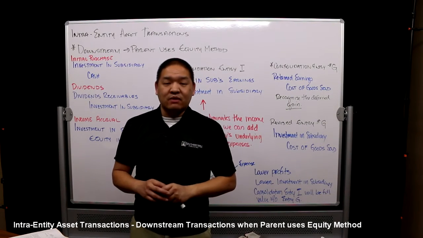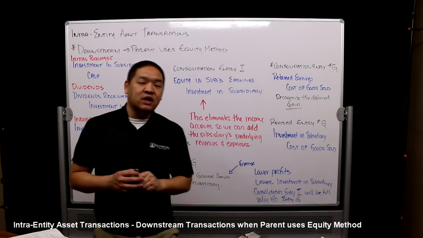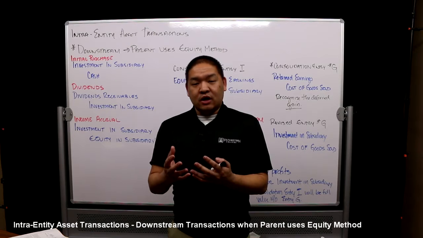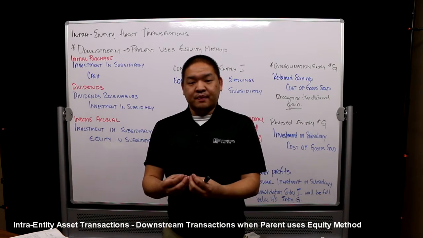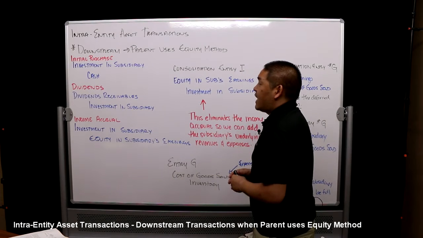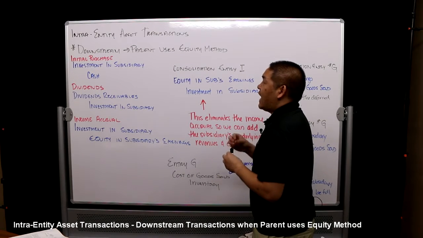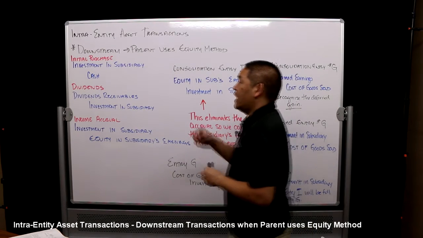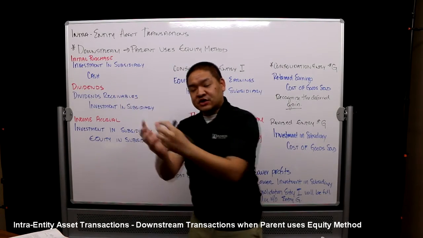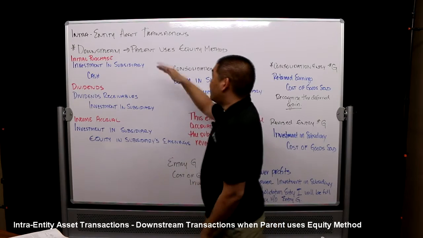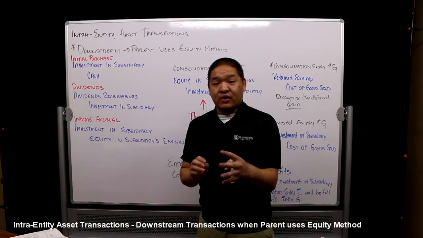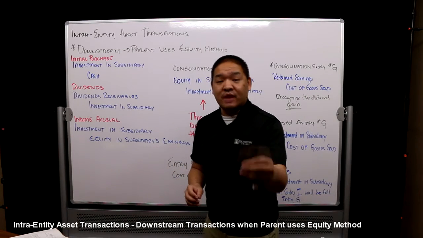And when we talk about equity method, we're talking about how we book our investment in a subsidiary. At the end of the day, what we're going to be talking about is intra-entity asset transactions for inventory that are downstream. So the parent sells to the sub, and the parent uses the equity method. So let's refresh your brains on what the equity method is.